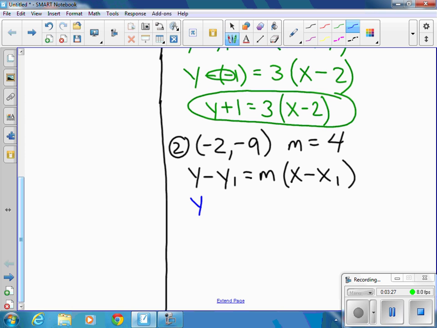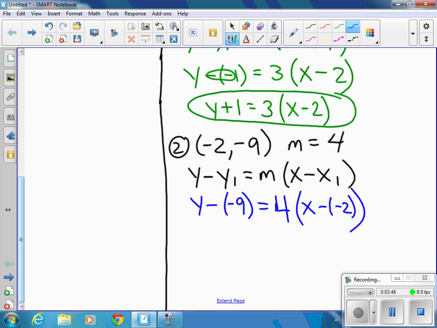So the y stays y. y1 is going to be minus -9. Notice the minus sign is part of the formula. It must stay there, but you're inserting another negative, so it will change because of those signs. Equals 4, because that's the m value, times x minus -2.